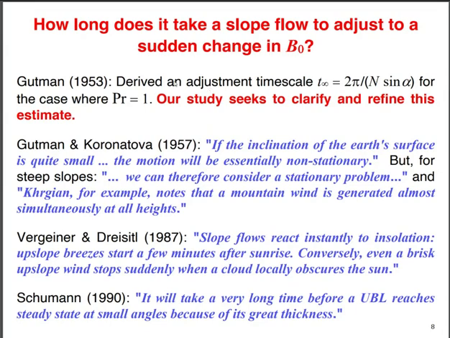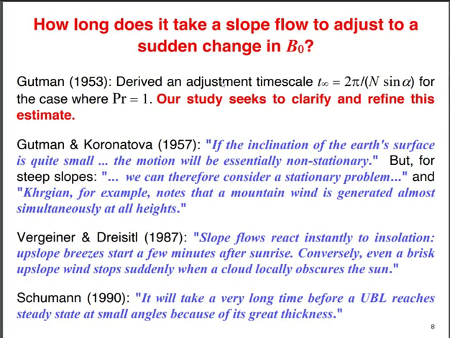So I dug up a few of these papers, and Evgeny helped me take a look at this Gutman one. Gutman derived an adjustment time scale of 2π over N sine alpha. Now that's for the case of the parameters 1. So what we're going to do in this study, I want to clarify and refine that estimate.